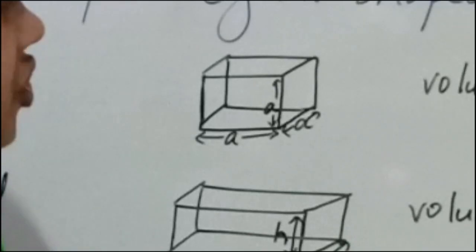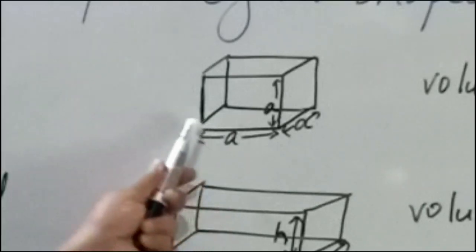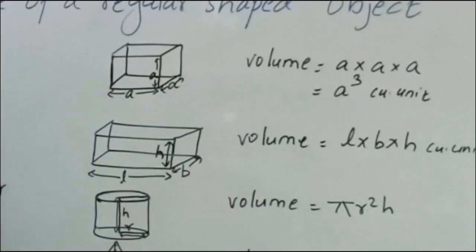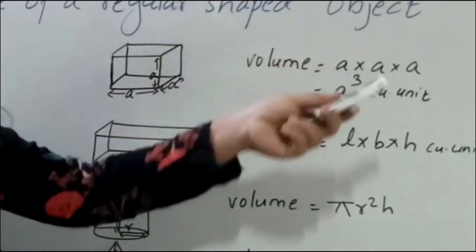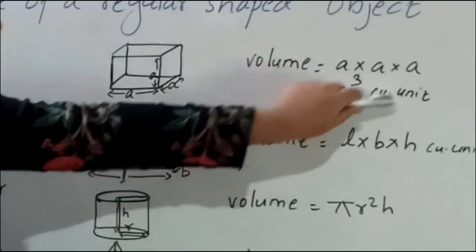So volume of cube is equal to side into side into side. Suppose I consider the side as A, so A into A into A, that is A cube, cubic unit.